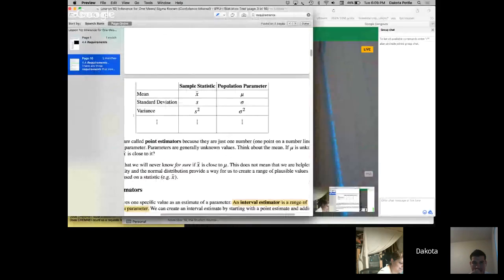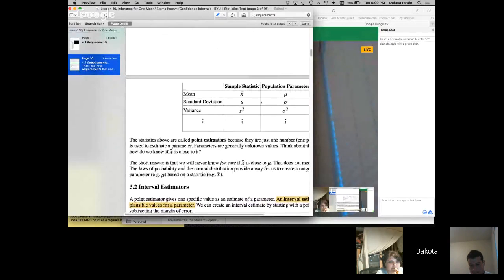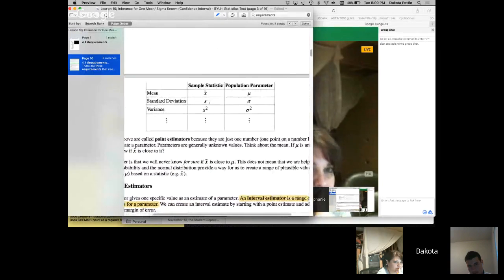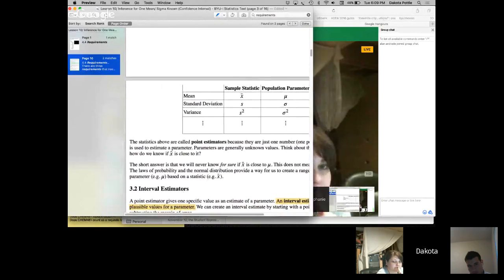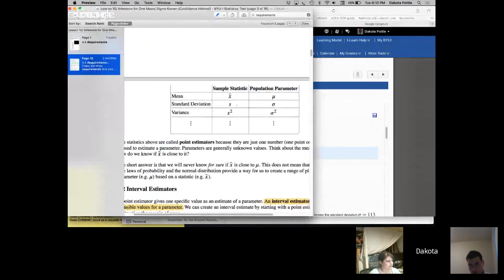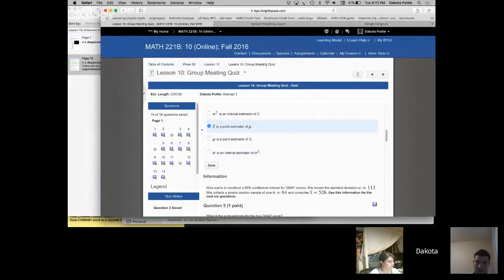Anyway, here are the point estimators. This graph right here. It says the statistics above, which is this column here. These statistics are called point estimators because they're just one number that's used to estimate a parameter. So the question is asking. X-bar is a point estimator of mu. Yeah, I agree. And right there. So that's okay, point estimate of mu. If it's wrong, then I have no idea what it means, but that's what I got. Okay.